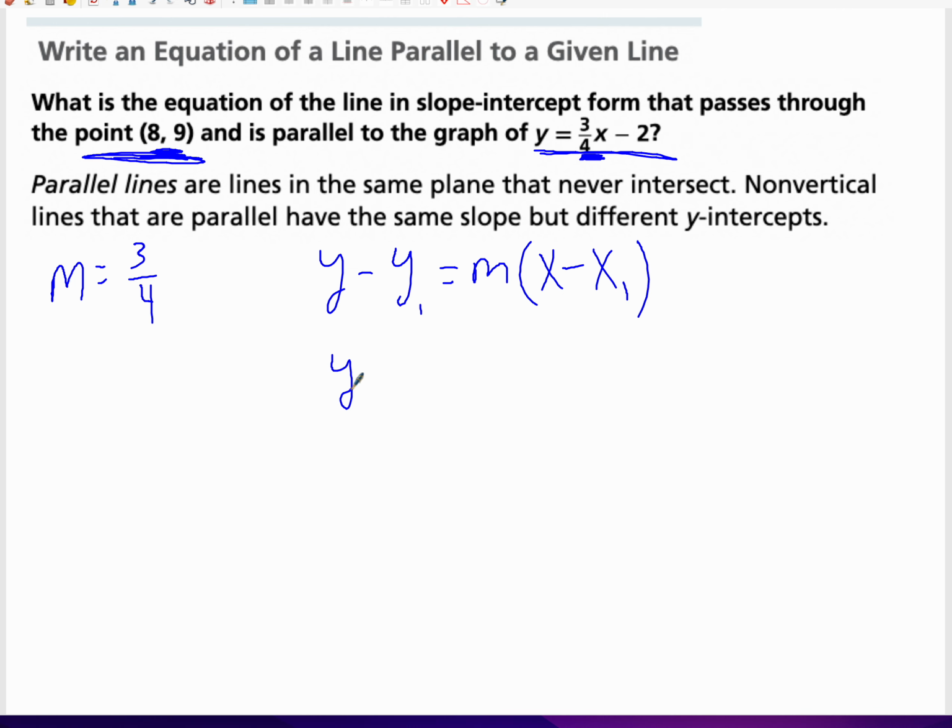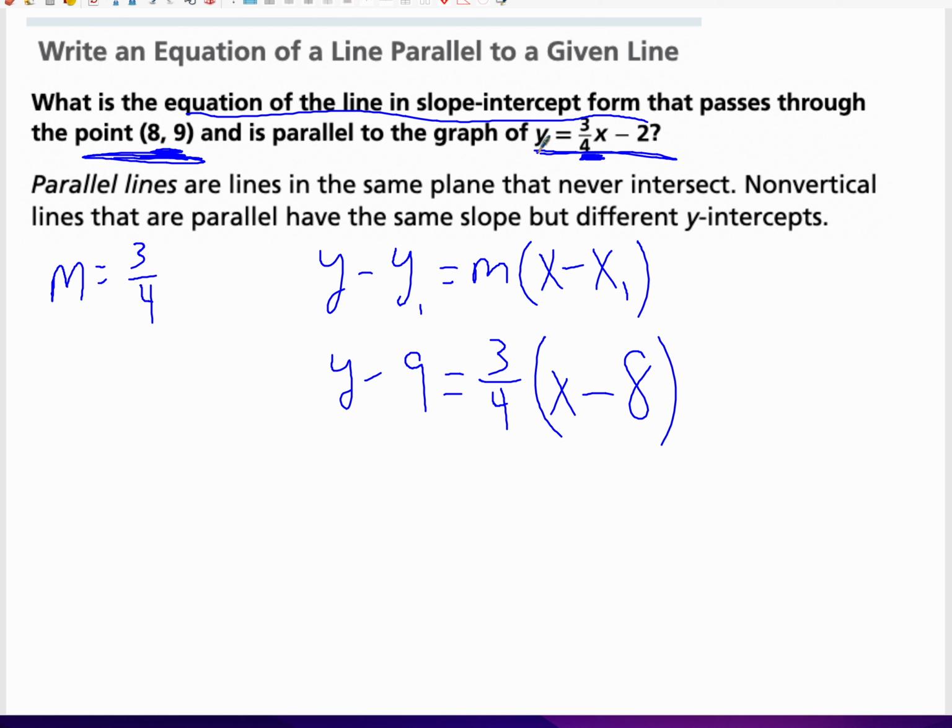So it's going to be y minus 9 equals 3/4 times x minus 8. Okay? Now, have I done what it asks? What form do we want the equation to be in? Slope-intercept form. So what do I need to do? You need to distribute and stuff. I need to distribute this, and I need to get y by itself. Slope-intercept form is like this one, where y is by itself.